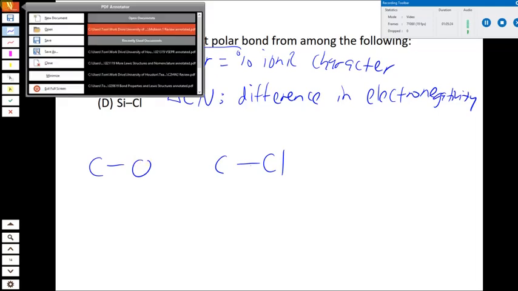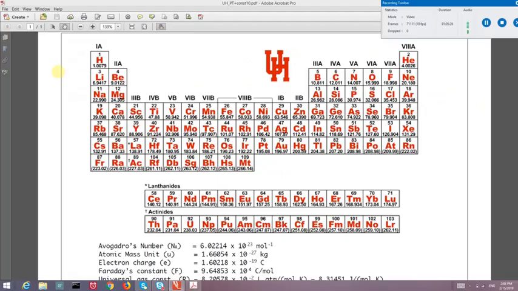So we go to the periodic table. Electronegativity increases as we go up and to the right. Oxygen is the second most electronegative element on the periodic table. So the carbon-oxygen bond is going to be polar. Oxygen is more electronegative than carbon. And so you're going to have a partial negative charge on oxygen.